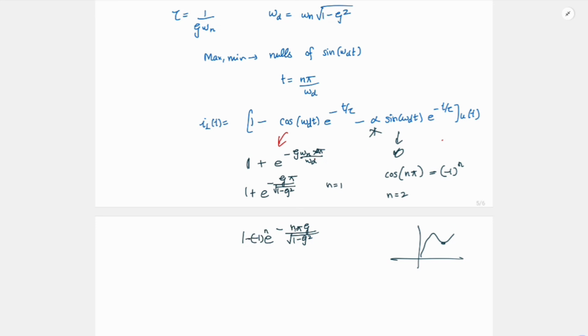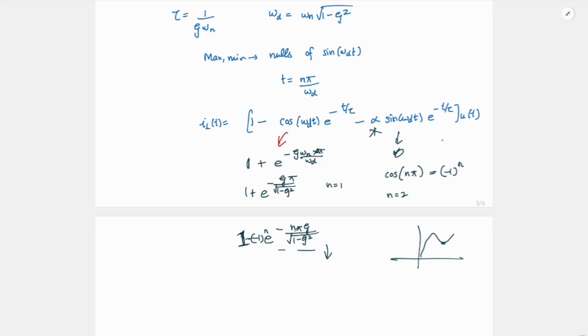If you see, as n increases, this e power value goes on decreasing, and your final steady state gets closer and closer to 1, and finally at t equal to infinity, it will become 1. So this is all that you need to know with respect to the transient response of a second order system. Given this equation, you can find whatever they're asking for.